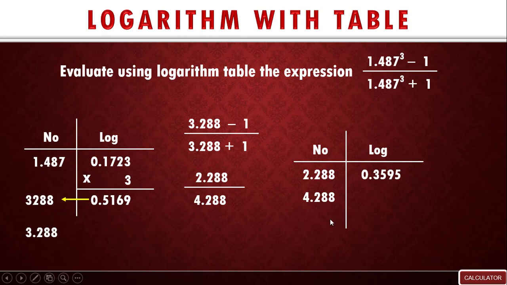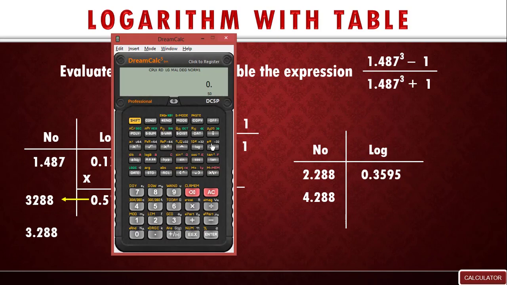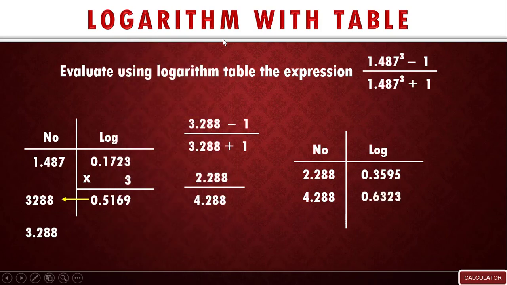Then let's find the log of this one, 4.288. So log 4.288. So let's press equal to or enter. Our answer will be 0.6323. So we have that. The next thing to do now is to obey the division law of logarithm. Since we have divide in between them, that means we're going to subtract them. So subtracting them, we'll have this value.